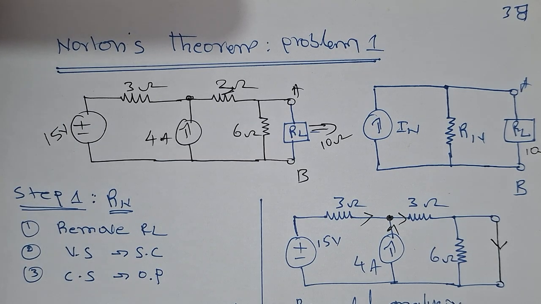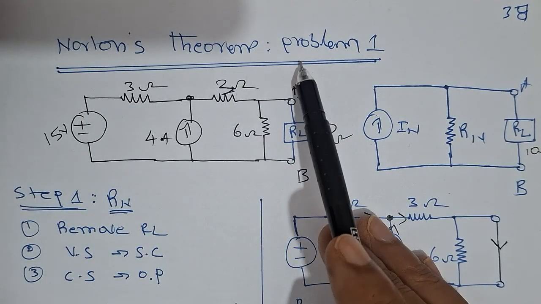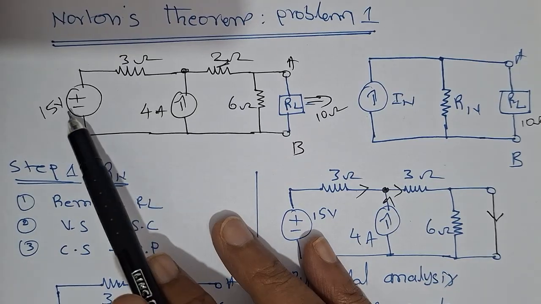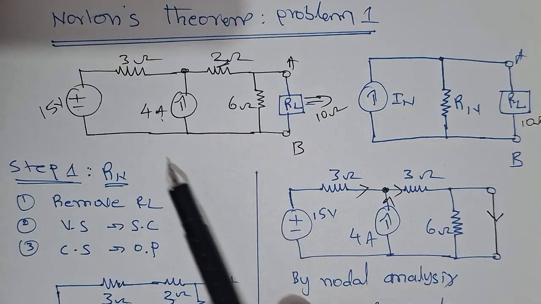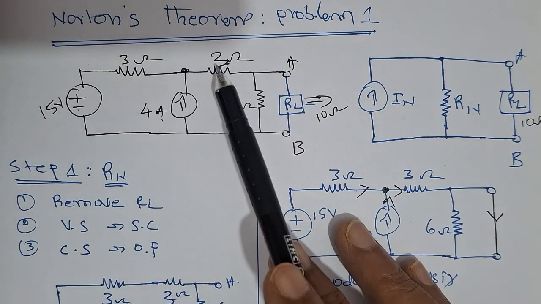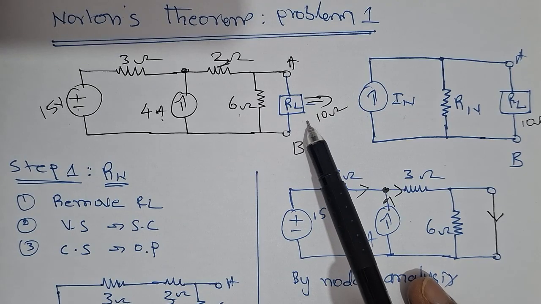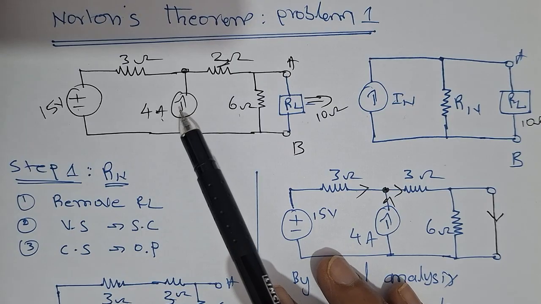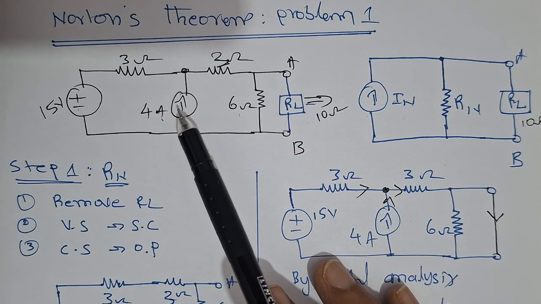Hey guys, welcome back. Now let us see problem number 1 in Norton's theorem. So this is the circuit diagram given. A 15 volts battery, a 4 ohms current source, and 3 ohms, 2 ohms and 6 ohms resistors, and a load resistance of 10 ohms. So this is the given circuit. For this given circuit, you are supposed to find Norton's equivalent circuit.